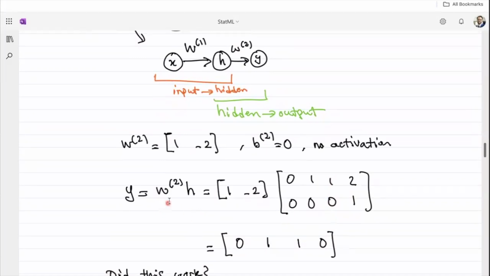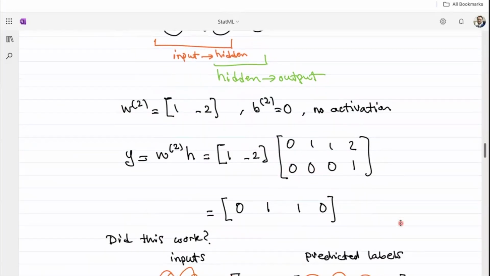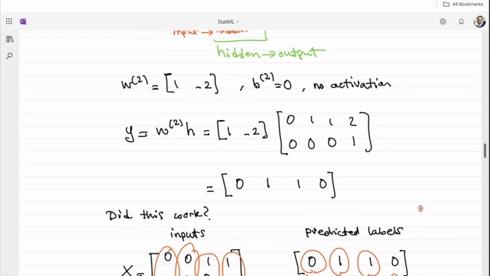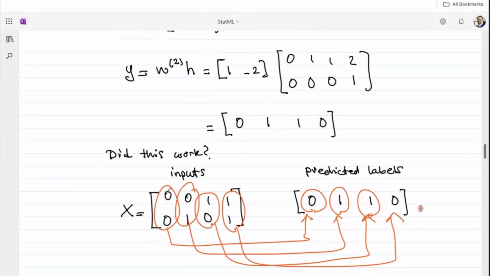And if you do the same thing, now you have to multiply your weight matrix by this hidden representation. And if you do the multiplication here, this is very interesting. You end up with 4 values. So these are the labels or outputs for each data point. Again, each data point is in 1 column, so we get 4 elements here. And the question is, did this work or not?